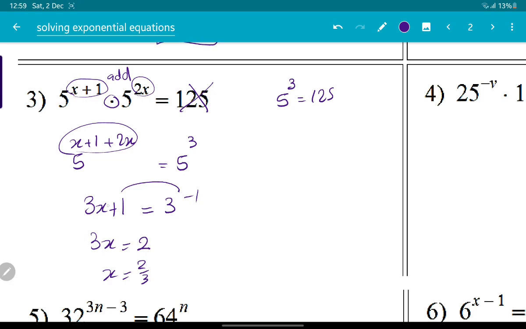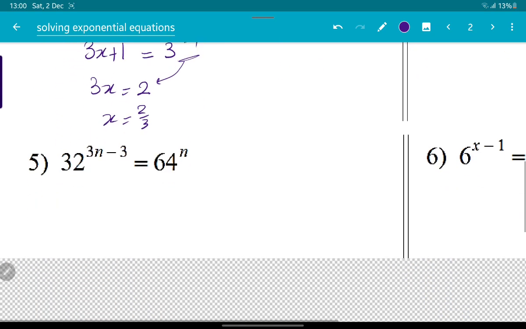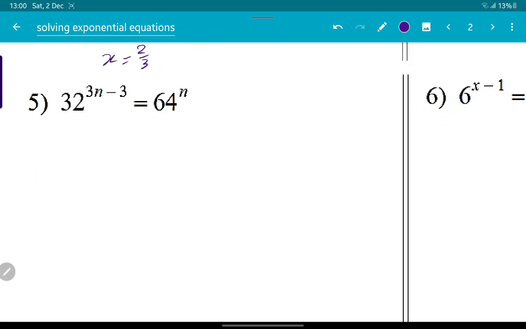To isolate x, we will send the 1 to the right side, minus 1, then this will be 2, then divide by 3. In this example, you can see that 32 to any power will not give us 64, but they have a common base. The 32 is 2 power 5 and the 64 is 2 power 6. So we will replace both of them.